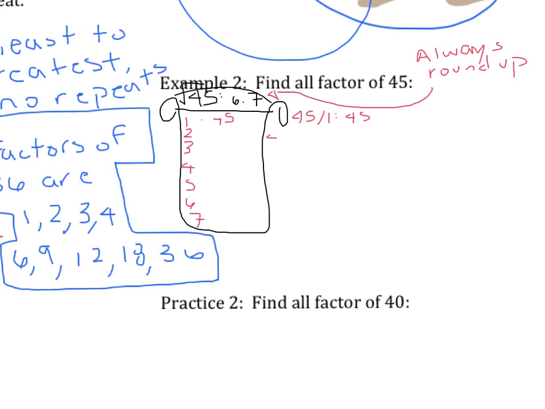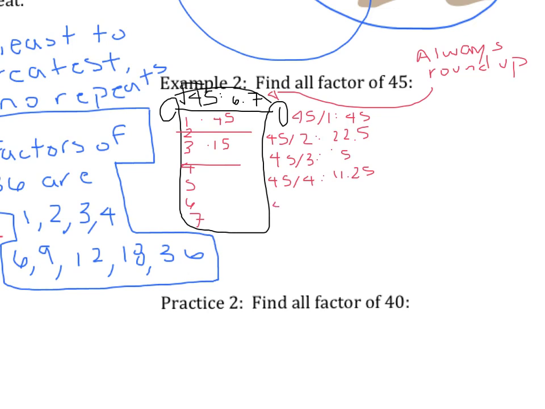I'm going to do 45 divided by 2, and that is 22.5. Now remember, we don't want any decimals, so I'm going to cross out the 2. 2 is not one of our factors. 45 divided by 3, that gives me 15. So 3 times 15, that's one of our factors. 45 divided by 4, that is 11.25. I do not want to have a decimal, so I'm going to go ahead and cross that out.